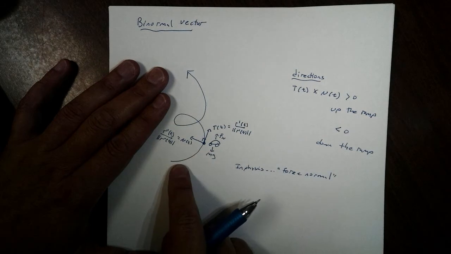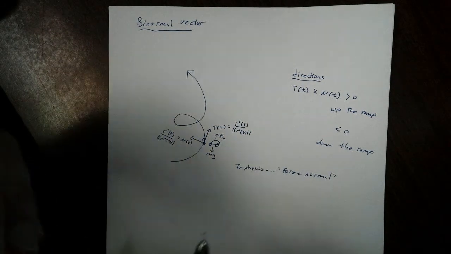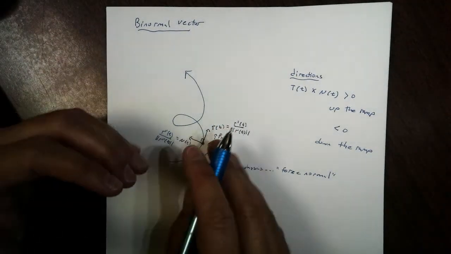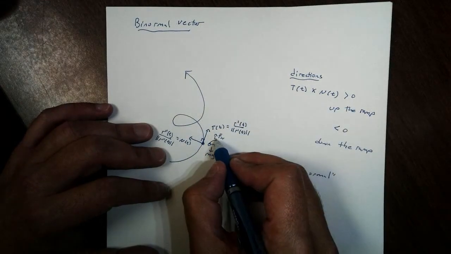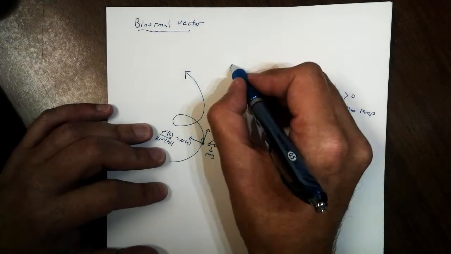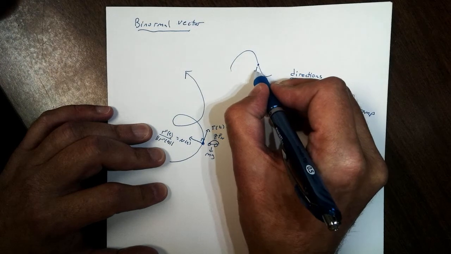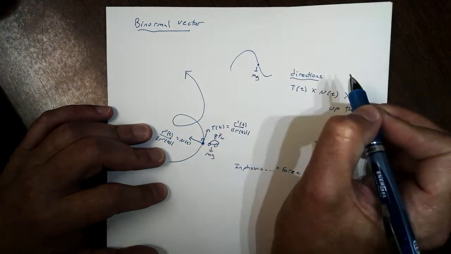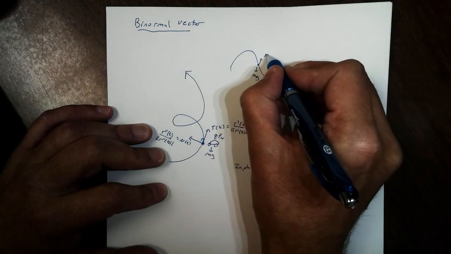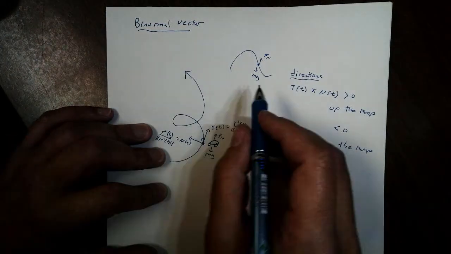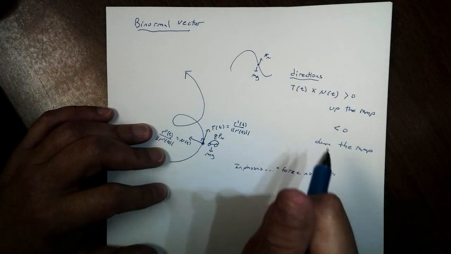Now, another way to think of a binormal vector is like how we sit on a roller coaster. If you're on a roller coaster, you want that force normal to the coaster. So if you're on a roller coaster, you always have mass and your weight going down, and you always have that force normal on there, pointing up.